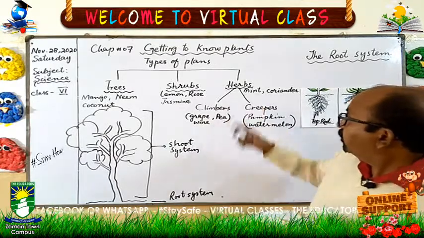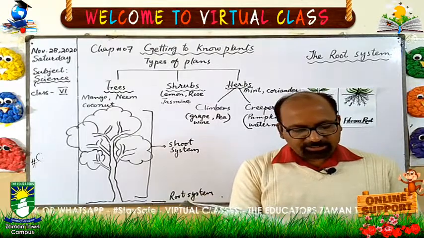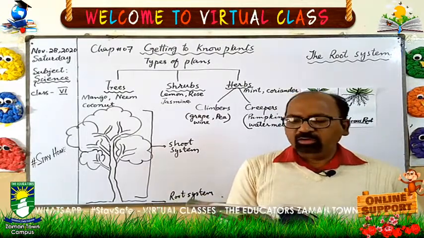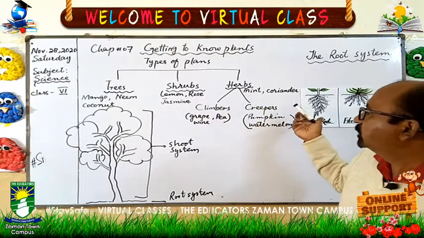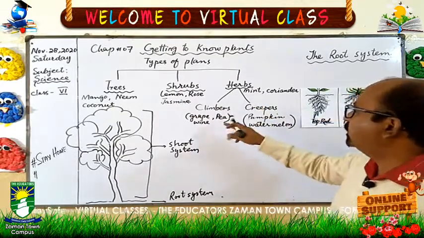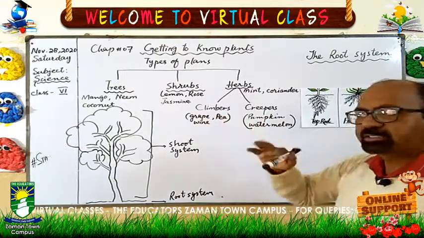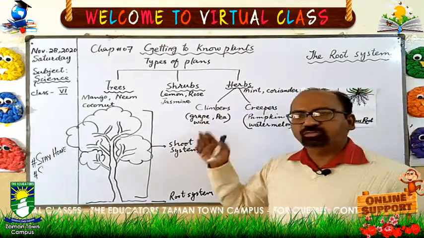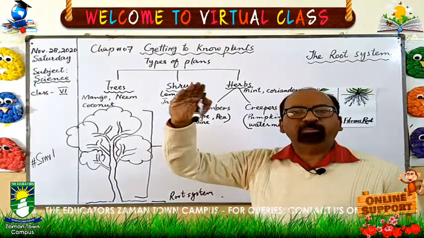We are talking about the herbs. Yes, herbs: mint, coriander, these are the examples. Now look at some other types of herbs. Some are climbers and some are creepers. Climbers, as shown by the word climb. Climb means to go up.